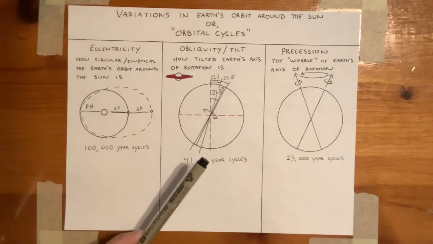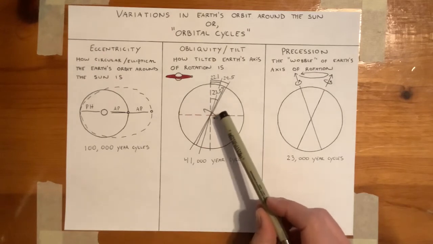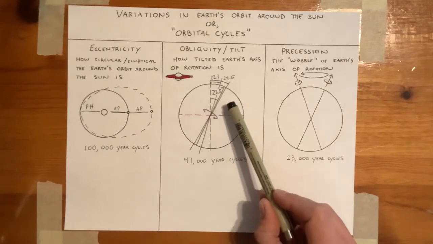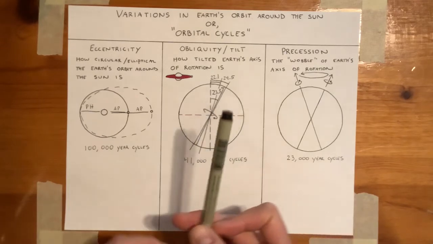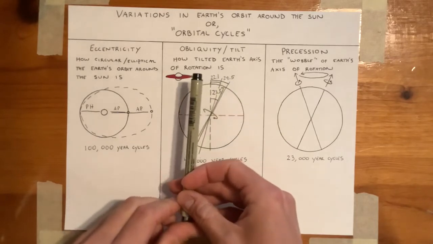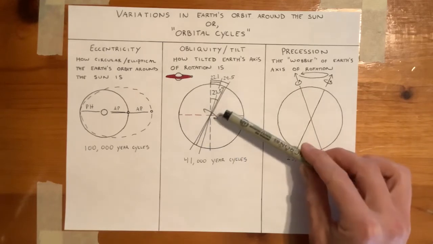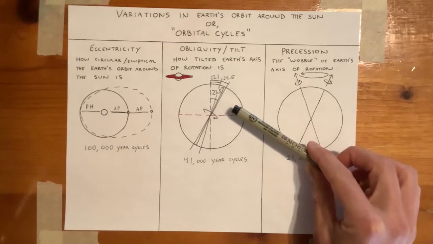When the obliquity is high, when it's at 24.5 degrees, then that means that during the summer, the northern hemisphere is pointed more directly towards the sun. That means it receives more solar radiation and it's going to have higher mean annual temperatures. When obliquity is low, when its axis is rotated back more this way towards 22.1 degrees, the northern hemisphere is less tilted towards the sun, and so it receives less solar radiation. So that makes its mean annual temperature lower at the poles.